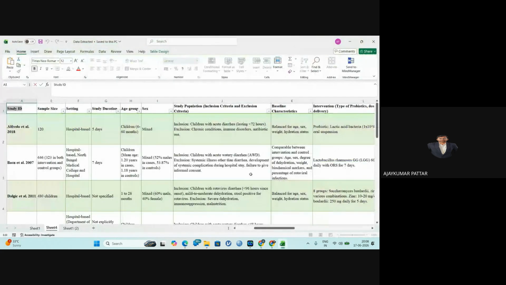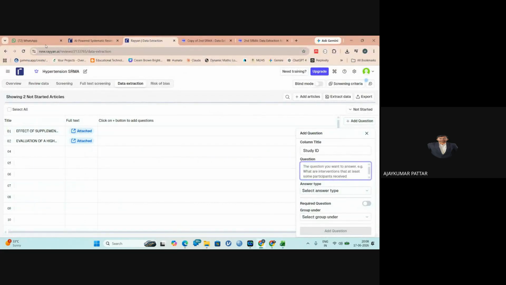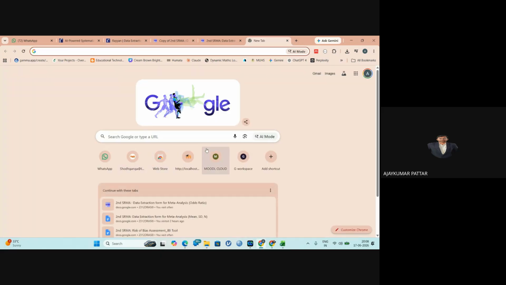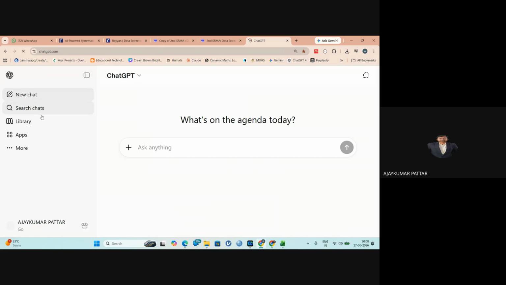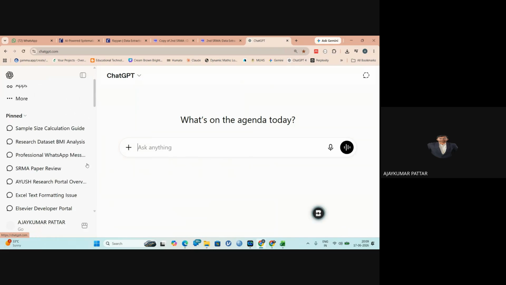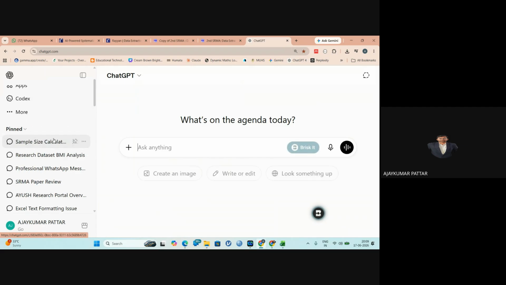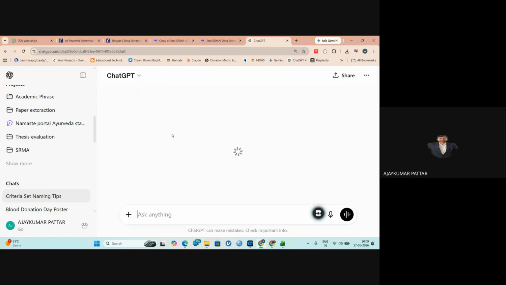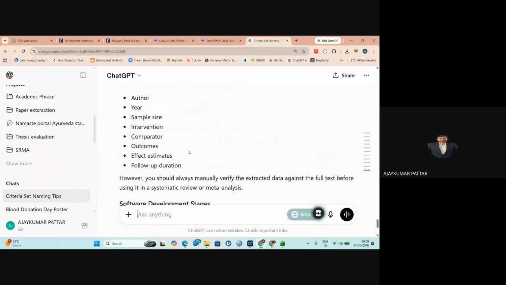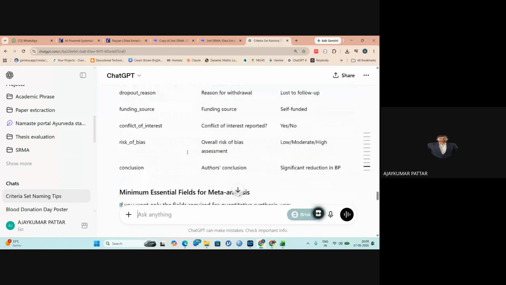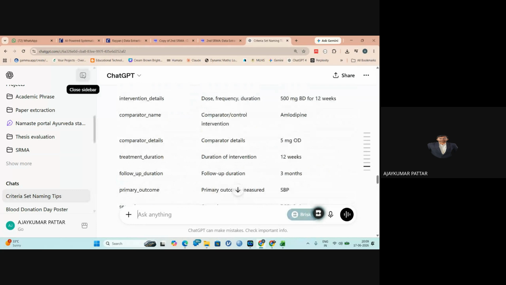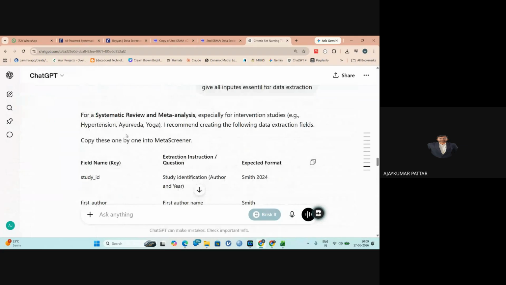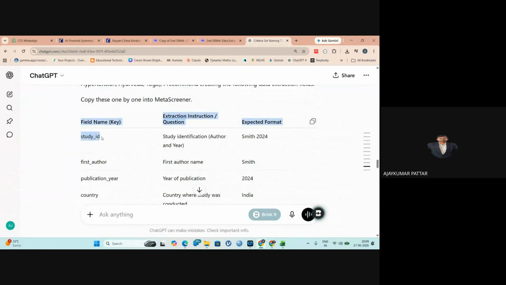So I need study ID. What does that mean? For that I have one description. I will open that one. I have created it in ChatGPT, so that is AI based. Many AI tools ask this kind of thing, so we have to give the full details. Then only they will understand. For example, study ID. I will copy it. I already copied study ID.